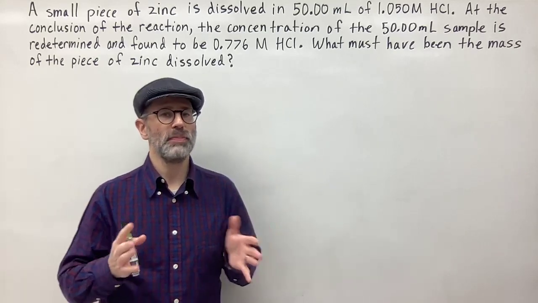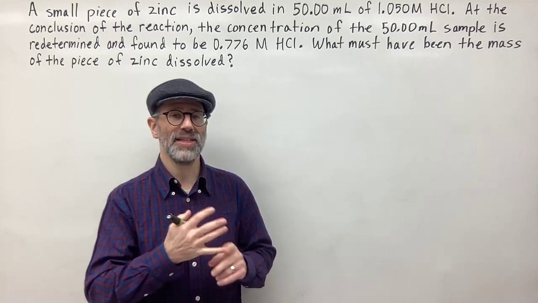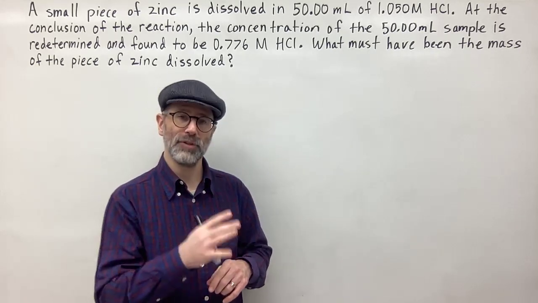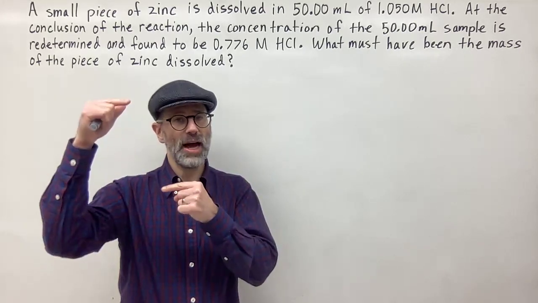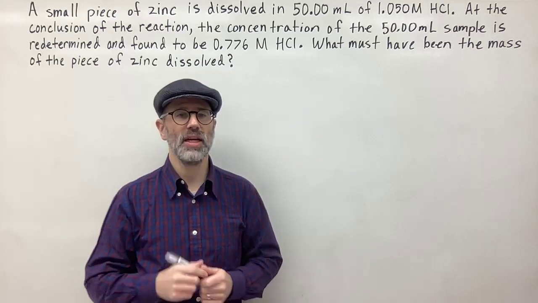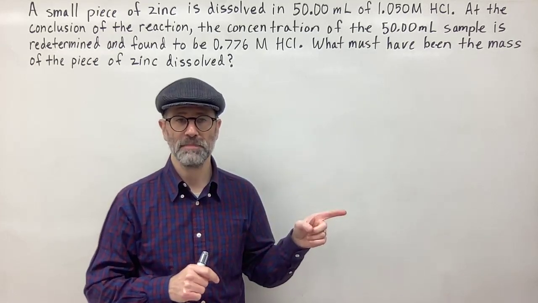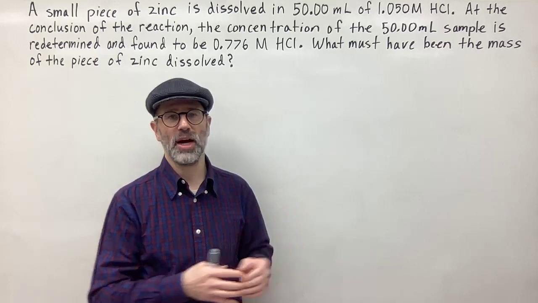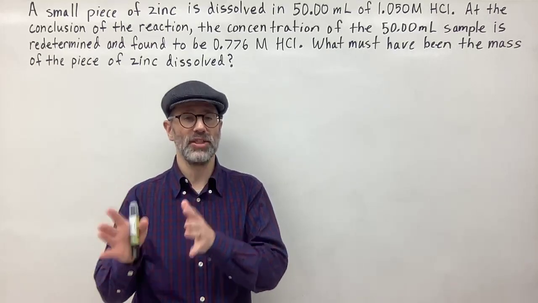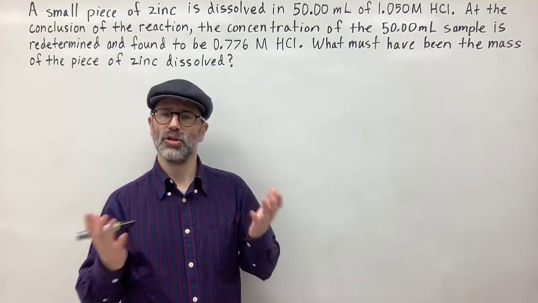So all you need to do for this problem is calculate the moles of the HCl that was in the original solution, calculate the moles of the HCl that was in the solution after the reaction, and then since you have the moles before and after, find the difference in the moles. That'll give you the number of moles of HCl that reacted with the amount of metal you put into the solution. Once you have that, it's stoichiometry from there. I'm going to take the moles of the HCl that reacted, and convert that to grams of zinc metal that reacted. So let's go ahead and do that.